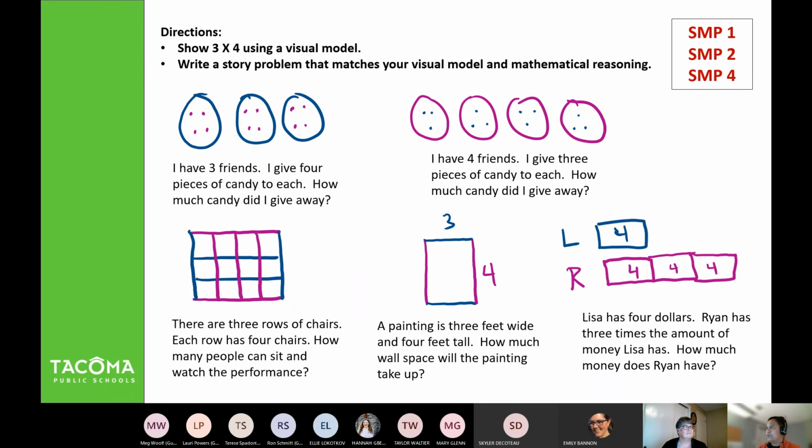So we're asking students to use pictures in this case. In our classrooms, we might ask them to use counters or beans or something that is hands-on that allows them to move and make sense of that mathematics.